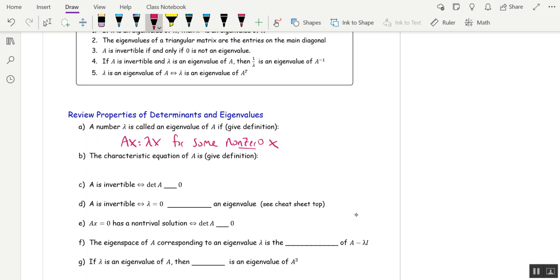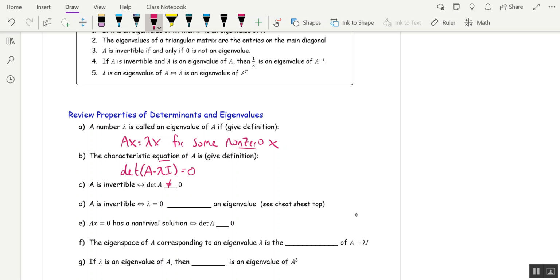Characteristic equation of A, give the definition. I mentioned this last time. The characteristic equation, which we'll work with today, is the determinant of A minus lambda I equals 0. The equals 0 is really important. It's an equation. A is invertible if and only if the determinant of A is not equal to 0.